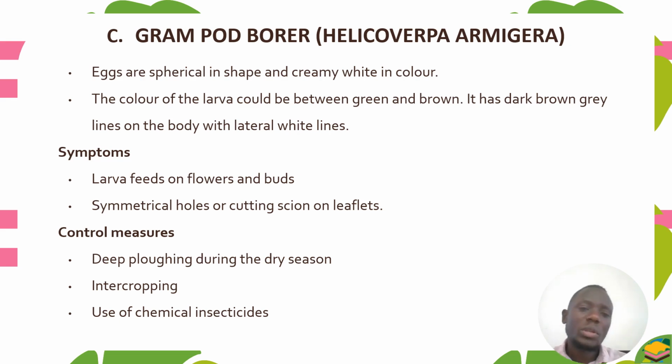So how can we control the ground pod borer? The first control is deep plowing during dry season. Deep plowing will expose the ground pod borers, the eggs as well as the larva, to harsh weather conditions, the sun. Therefore, they will be killed by the sun. Then I've got intercropping with other crops. If you intercrop, you are also controlling this ground pod borer. Then the use of chemicals, the appropriate insecticides, also helps to control the ground pod borer.